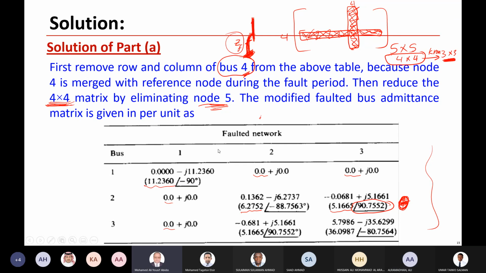And then on the other part, there is no fault. This is the post-fault condition. The fault is cleared. So we eliminate buses 4 and 5 by Kron reduction. This is in part B.